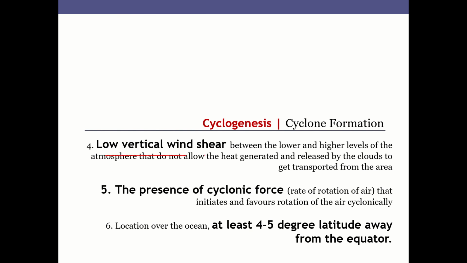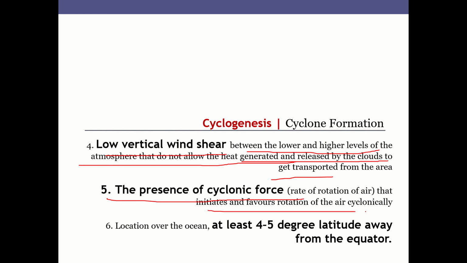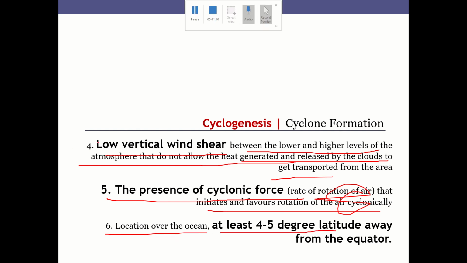Low vertical wind shear between the lower and higher levels of the atmosphere does not allow heat generated and released by clouds to be transported from the area. This is another thing. The presence of cyclonic forces initiates and favors the rotation of the air in a cyclonic manner. Location over ocean at least 4 to 5 degrees latitude away from the equator. Okay, so one such eye or cyclone is formed.